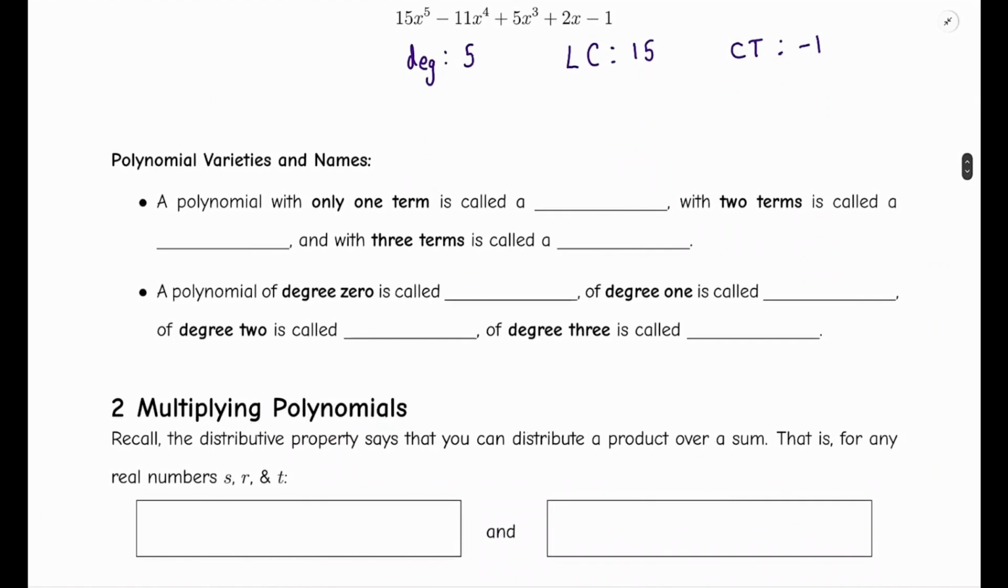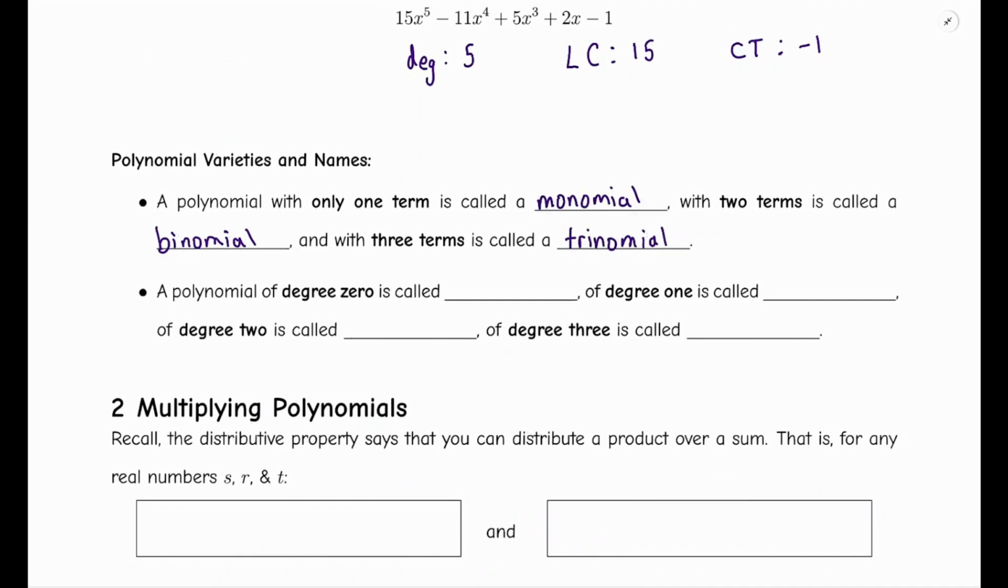Polynomial varieties and names. A polynomial with only one term is a monomial. With two terms is called a binomial, and with three terms is a trinomial. If it has more than three terms, we usually just call it an n-term polynomial. So if it has 5 terms, we'll just say it's a 5-term polynomial.